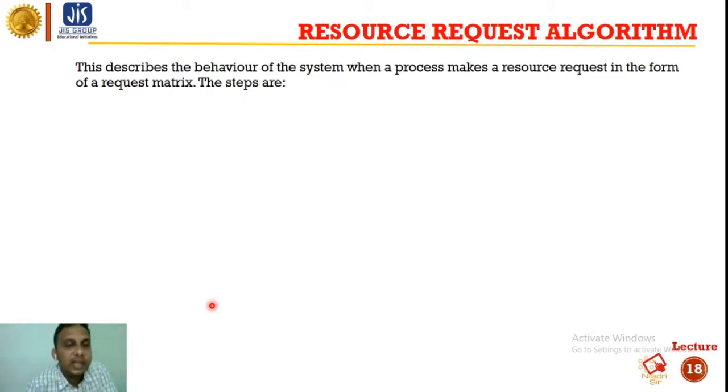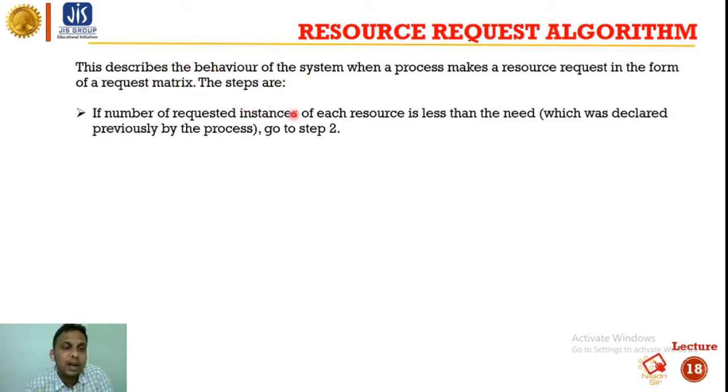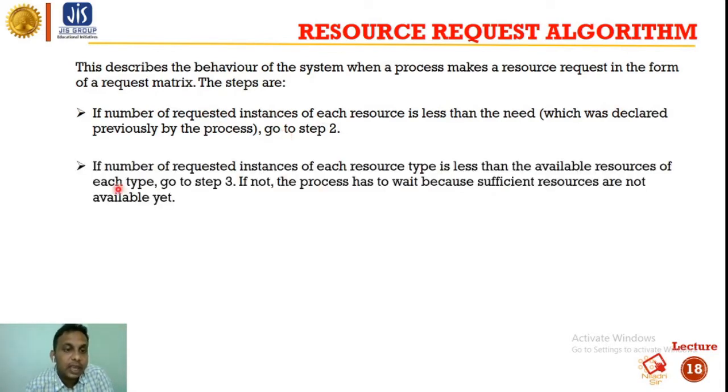So what is the resource request algorithm? Basically, this algorithm describes the behavior of the system when a process makes a resource request in the form of a request matrix. The steps are: number one, if the number of requested instances of each resource is less than the need, which was declared previously by the process, go to step 2. If the number of requested instances of each resource type is less than the available resources of each type, go to step 3. If not, the process has to wait because sufficient resources are not available yet.